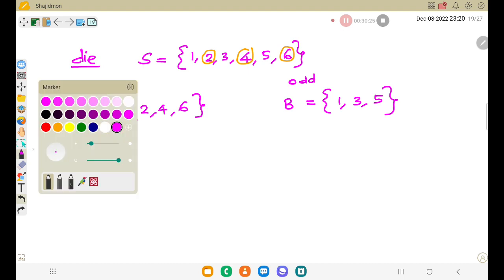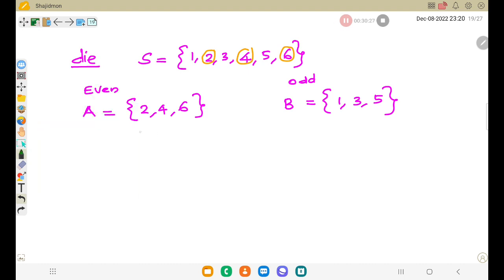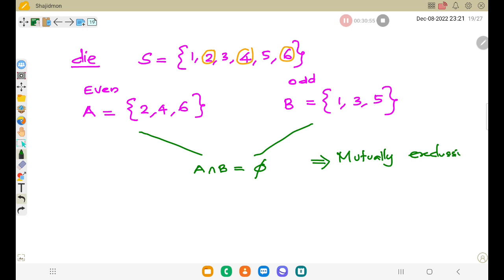Now what is the intersection of these two events we can take? A intersection B equals what? Is there any common number between these two? No, 2 is not common, 4 is not common, 6 is not common. So what will be the intersection? It is an empty set, a null set. So what we can say is that events A and B are mutually exclusive. Mutually exclusive events, correct?